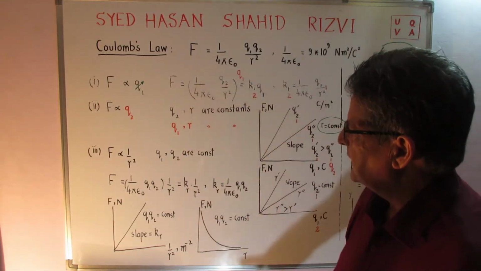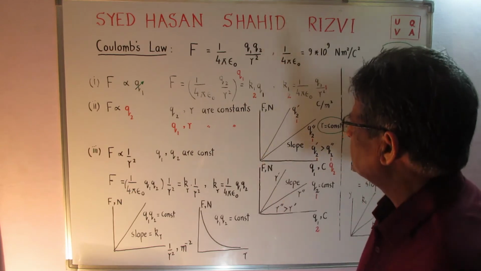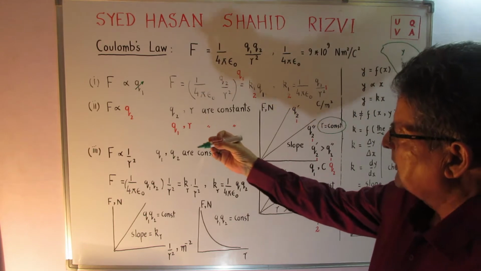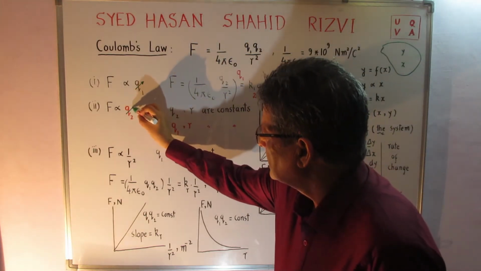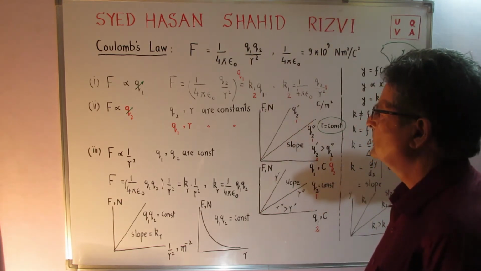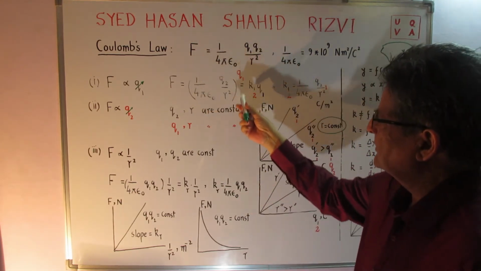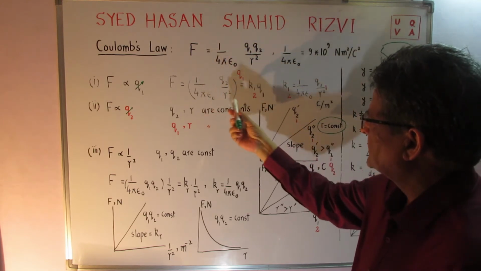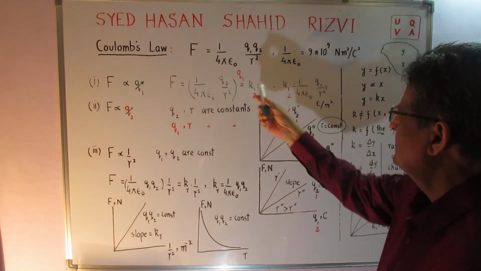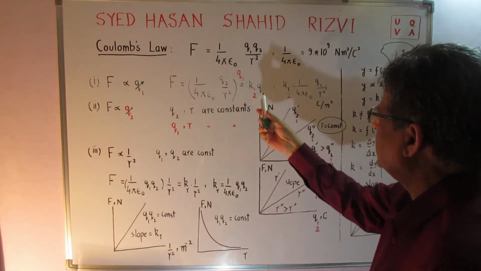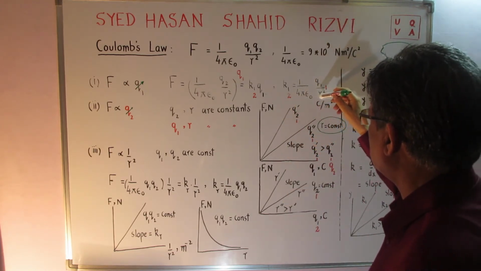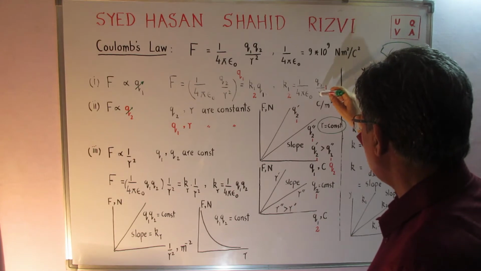In the red ink, I have written Q1 and r are constants. So F will be equal to, in this case, also the Q2 becomes a variable. Rest are constants. So here, within the bracket, I will get 1 upon 4 pi epsilon naught Q1 upon r square. Instead of k1 I will write here k2. And this k2 will become equal to 1 upon 4 pi epsilon naught Q1 upon r square, instead of Q2.